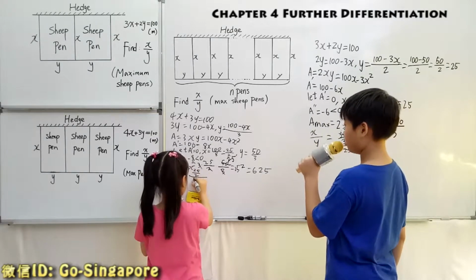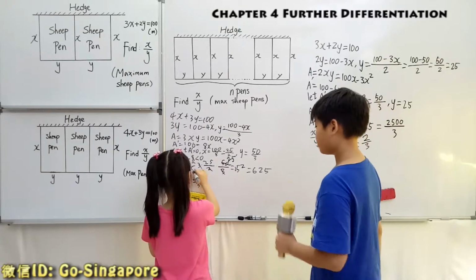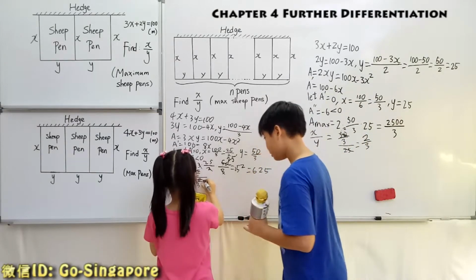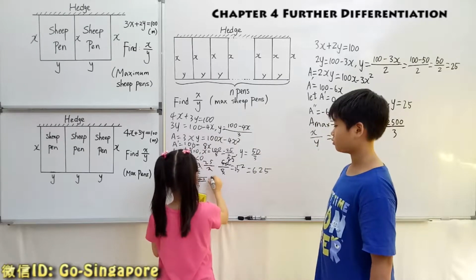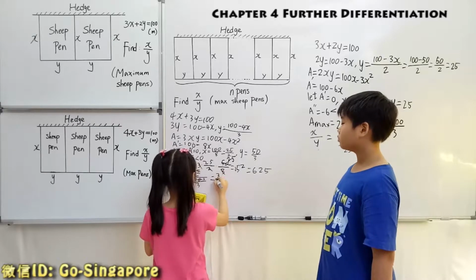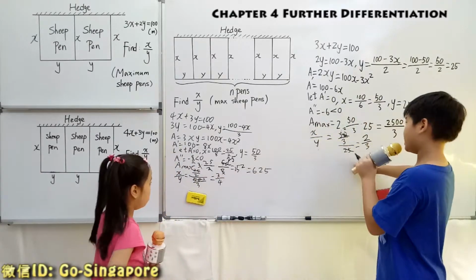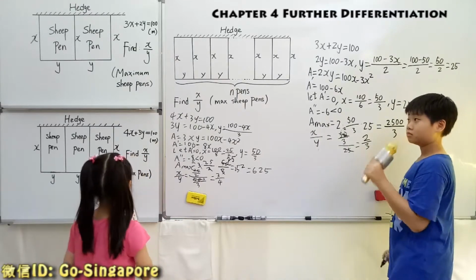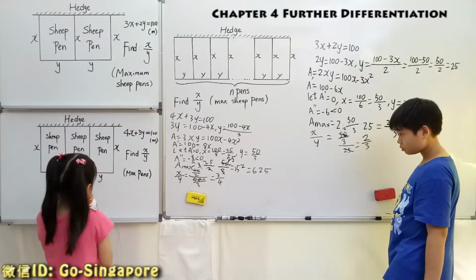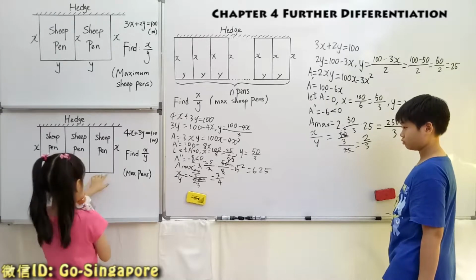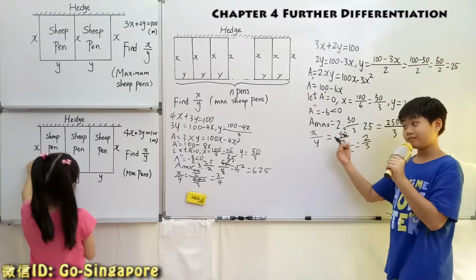25/2, then over 50/3. Then you simplify, and this will be 2, so 3/4. But what did you realize about these two? Oh, the x is the number of y, the y is the number of x. So you realize that it's quite special?